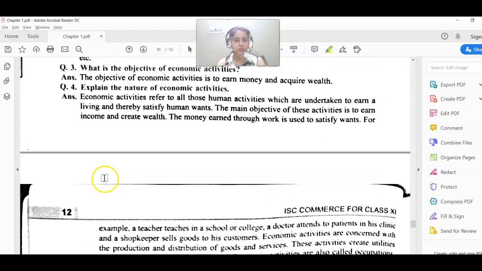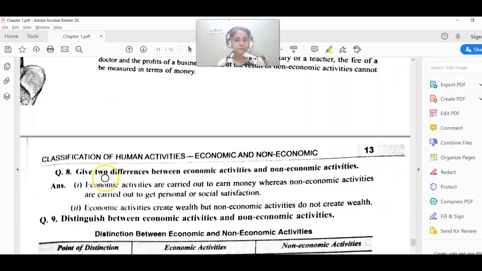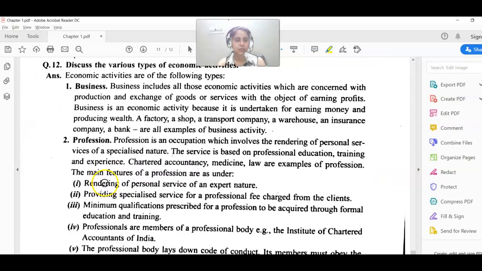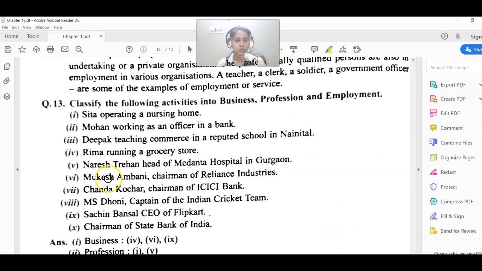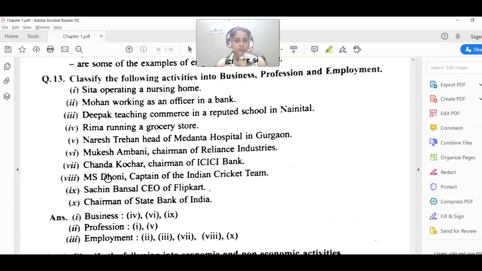Let's do a question for more clarification. I did a question yesterday. The one which I'm going to do now is more important. So we will look into activities and we will decide what kind of economic activity it is. Sita operating a nursing home.